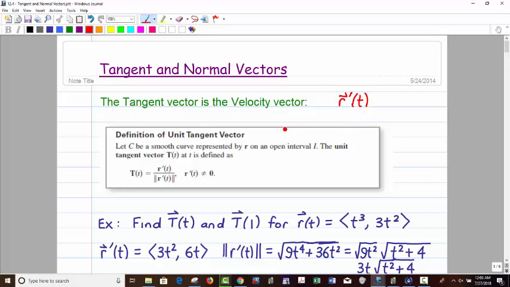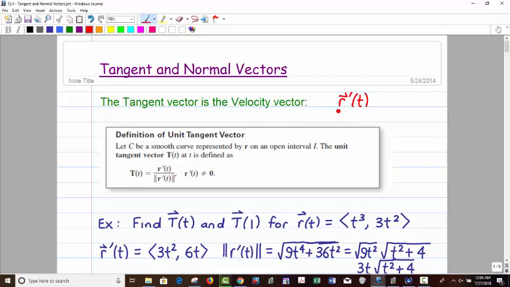Now we're going to take that one step further and define something called the unit tangent vector. Earlier in this course, we learned what a unit vector is. So the unit tangent vector would just be a matter of taking the tangent vector and converting it to a unit vector, which is always done by taking a vector and dividing it by its magnitude. So we use this capital T to represent the unit tangent vector.